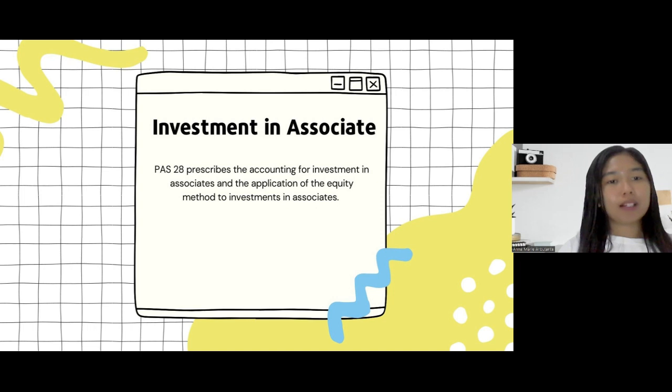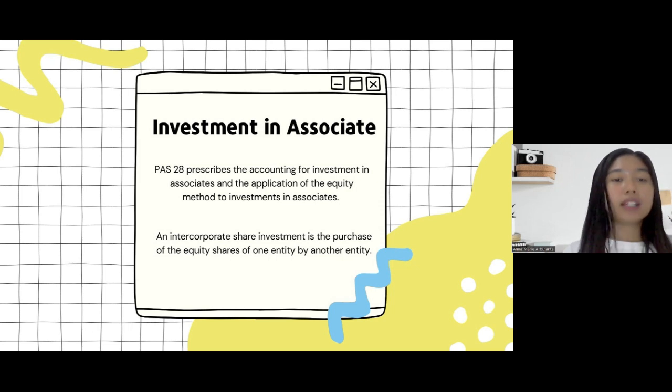Before we solve your problem, let us first discuss what investment in associate is and its basic principles. PAS 28 prescribes accounting for investment in associates and the application of the equity method to investments in associates. Now, let's define intercorporate share investment. Intercorporate share investment is the purchase of the equity shares of one entity by another. In other words, it is a case of one entity investing in another entity through the acquisition of share capital.